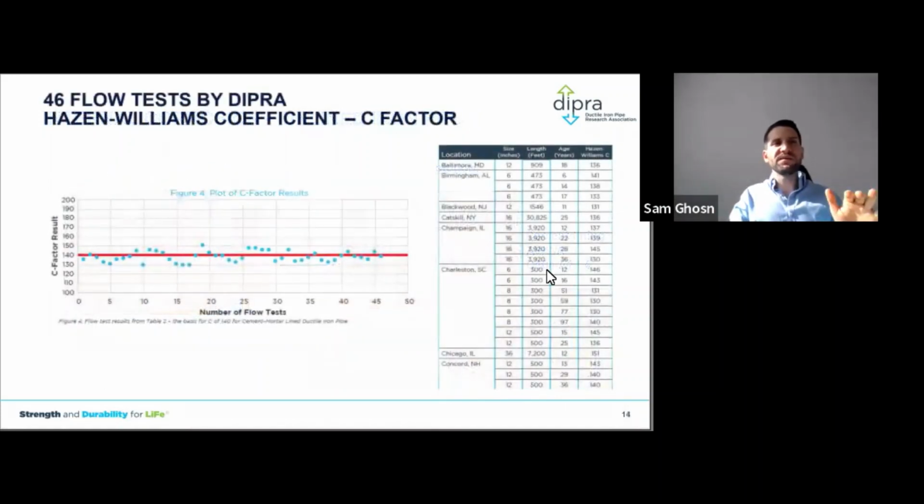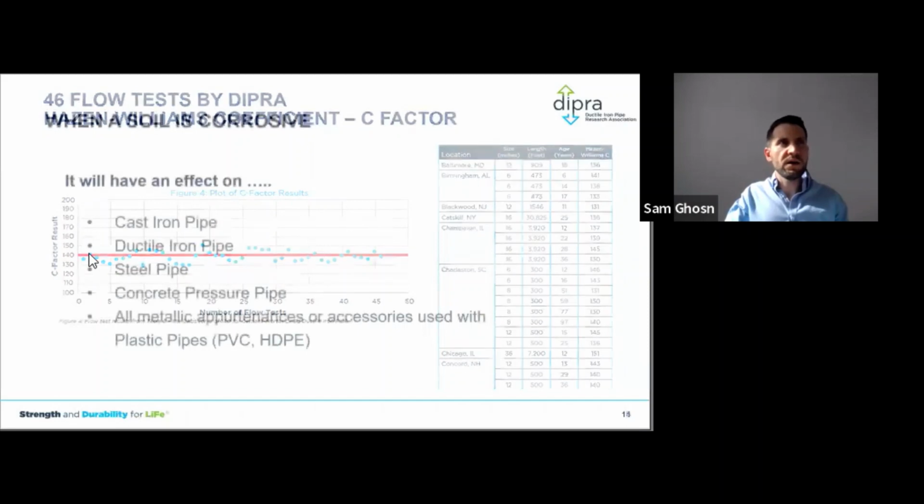We have tested the longevity of cement mortar lining over 46 flow tests across the United States, and we came up with that chart that you see here with all the Hazen-Williams coefficients, and that's why the recommendation of C140 for new ductile iron pipe is very consistent, because we have tested it over the years. And so if we're designing a new water main with ductile iron pipe, we use a Hazen-Williams coefficient of 140 for the hydraulic analysis. You will do the same for a steel pipe with cement mortar lining on the inside. You would do the same for a concrete pressure pipe as well. So all the cementitious pipes, including ductile iron, will have C140.